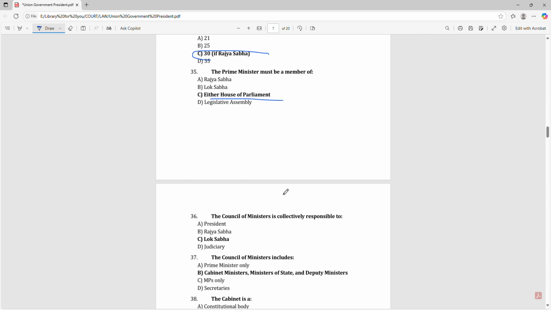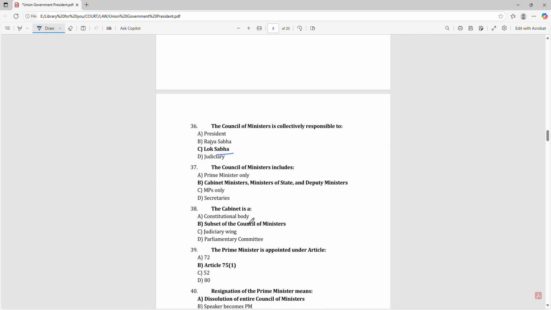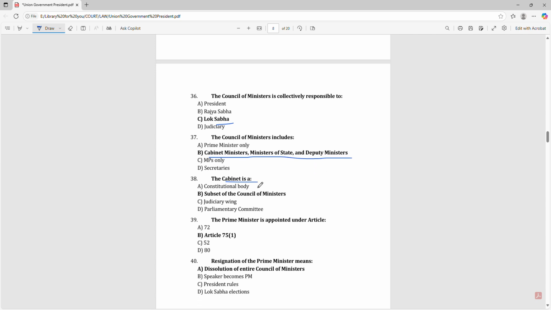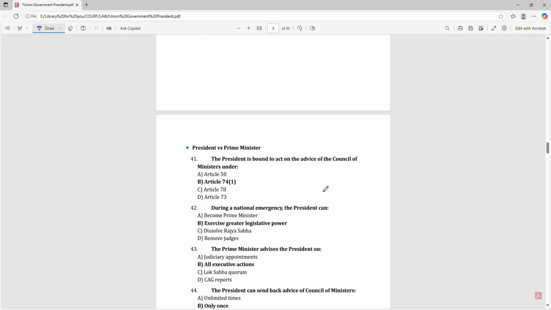The Council of Ministers is collectively responsible to the Lok Sabha. The Council of Ministers includes Cabinet Ministers, Ministers of State, and Deputy Ministers. The Cabinet is a subset of the Council of Ministers. The Prime Minister is appointed under Article 75(1). Resignation of the Prime Minister means dissolution of the entire Council of Ministers. The President is bound to act on the advice of the Council of Ministers under Article 74(1).